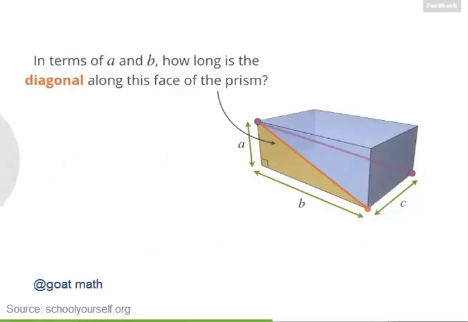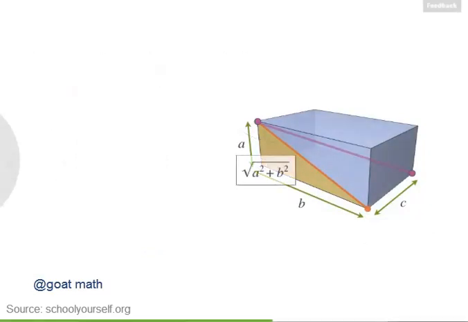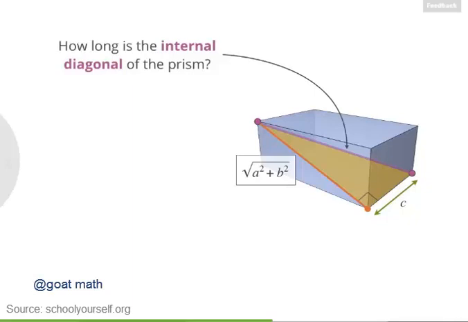Precisely, so the length of this face diagonal is the square root of a squared plus b squared. Next, let's look at the triangle formed by the face diagonal, the internal diagonal, and this side down here of length c. Sure enough, it's another right triangle where the internal diagonal is the hypotenuse. So, in terms of A, B, and C, how long is the internal diagonal of this prism?